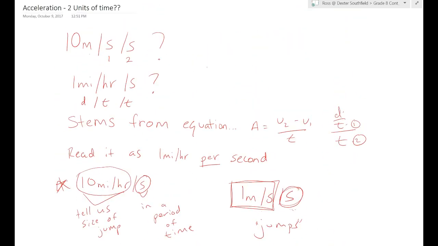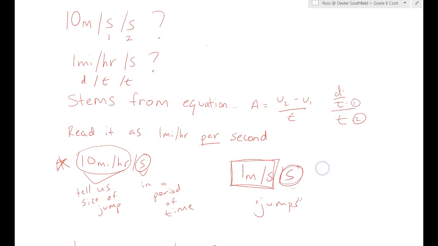So to sum all this up, why do we have two units of time? Because we're talking about achieving a certain amount of velocity, an increase or decrease in velocity, in a period of time. So the first distance and time tells you how big your jump is, and your second unit of time tells you how long it takes to make that jump. So the bigger that this number is, the larger the jump is going to be. Whatever unit of time is here, seconds, minutes, hours, whatever, that tells you how long it takes to do that jump.